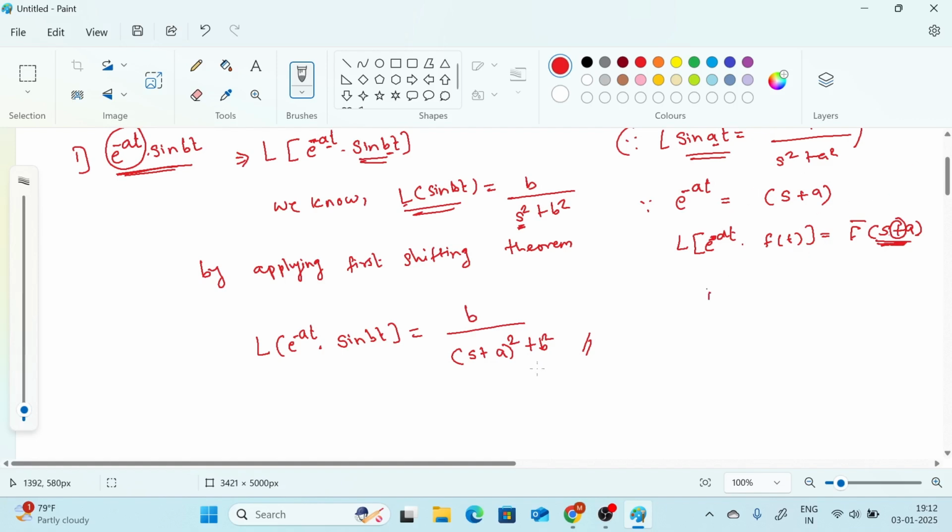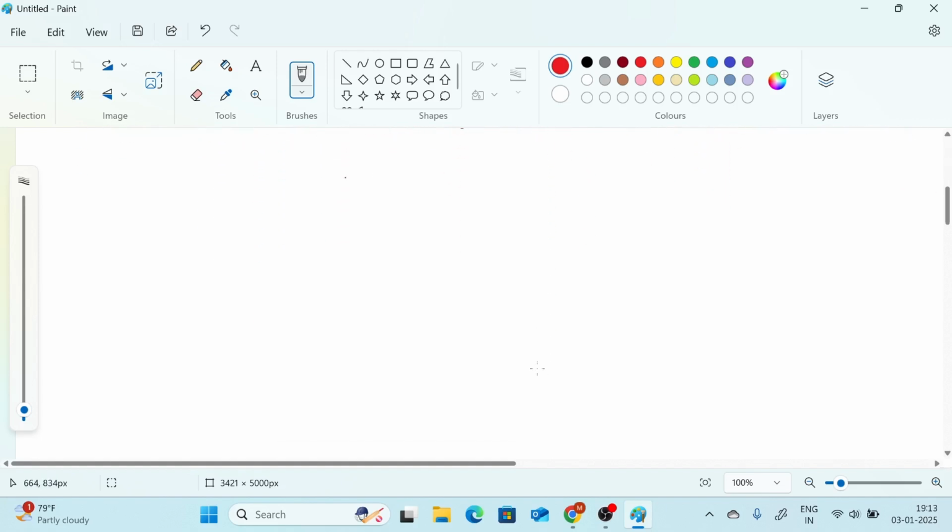Means in the first shifting theorem, you have to replace the value of s by s minus a or s plus a. And that's it. No need to change anything. Okay, I will go to the second example now.